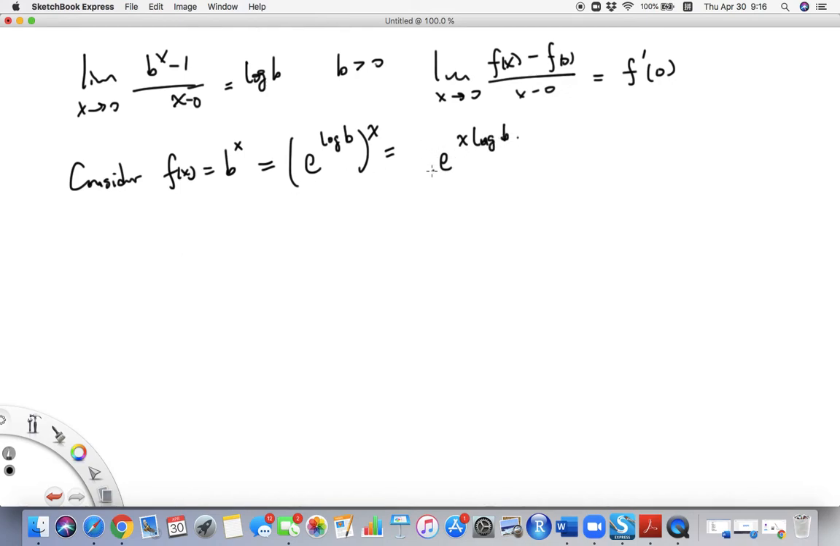So we all know how to compute this, right? So f prime of x is equal to, by the chain rule, log b times e to the x, right? And then we plug in x is equal to 0, we have this equal to log b. Okay, so that's that.